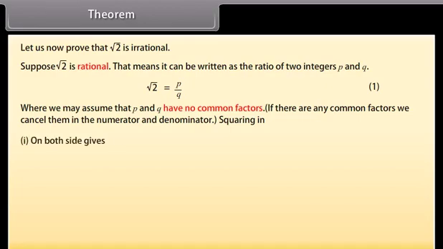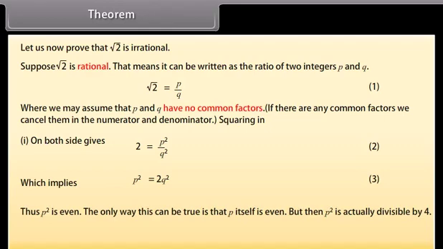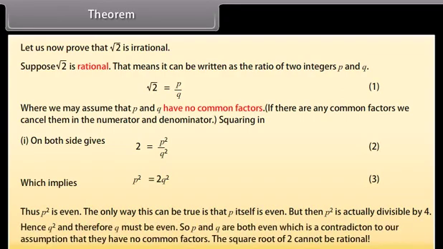Squaring both sides in 1 gives 2 is equal to p square upon q square, equation 2, which implies p square is equal to 2q square, equation 3. Thus, p square is even. The only way this can be true is that p itself is even. But then p square is actually divisible by 4, hence q square, and therefore q must be even. So p and q are both even, which is a contradiction to our assumption that they have no common factors. The square root of 2 cannot be rational.